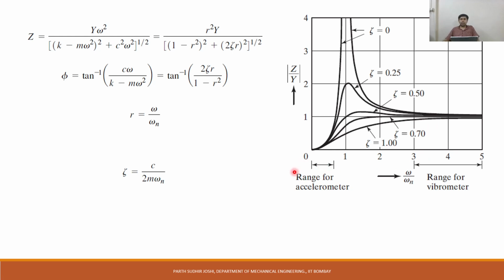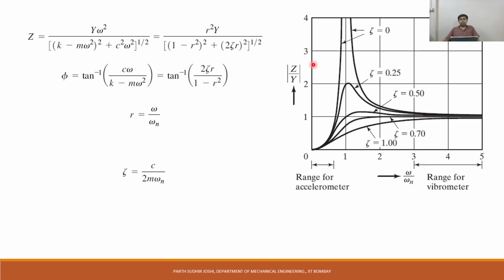Whereas in the case of accelerometers, it is the opposite. Accelerometers generally tend to have very high natural frequency. So the range in which they operate typically represents the range where the frequency ratio is significantly less than 1.